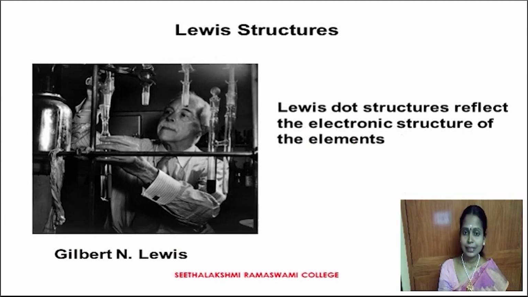This is the picture of Professor Gilbert Lewis, who introduced the Lewis dot structures. He was nominated for the Nobel Prize about 41 times. And this great scientist proposed that Lewis dot structures reflect the electronic structure of the elements.